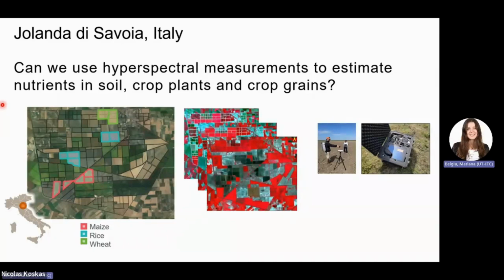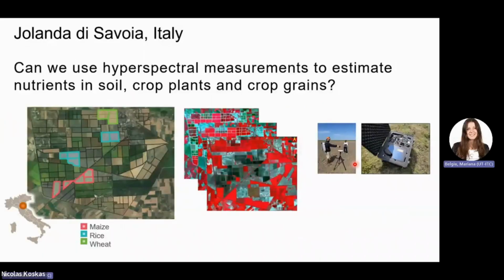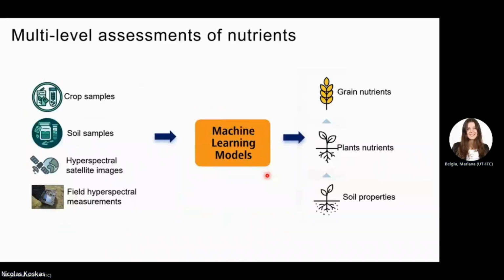So what we've done here, we collected a lot of measurements on the ground. We collected grains, for example, and sent them to the lab in order to measure their nutritional quality. Why is this important? Because, as we see in the approach that we implement, we need these samples in order to train our algorithms so that they are able to predict the nutritional quality of the target crops. And as illustrated here, we use hyperspectral satellite images to do that.